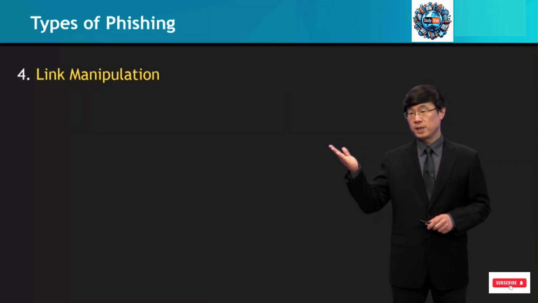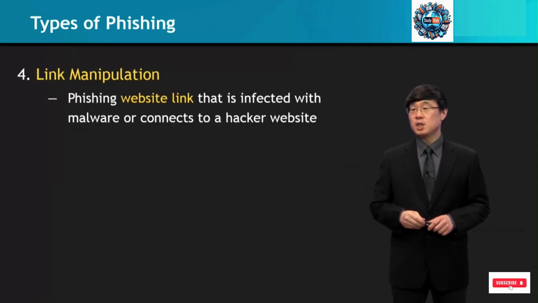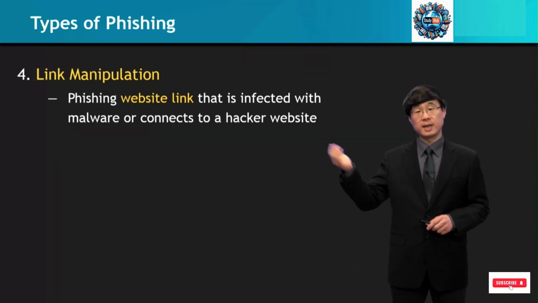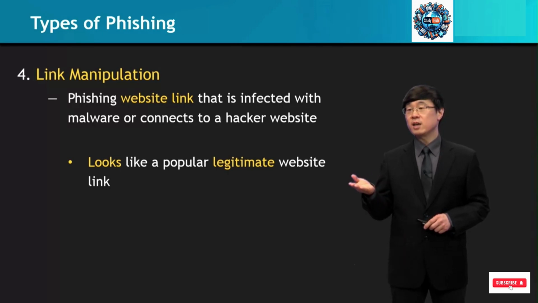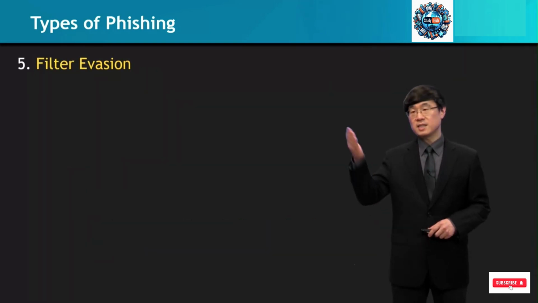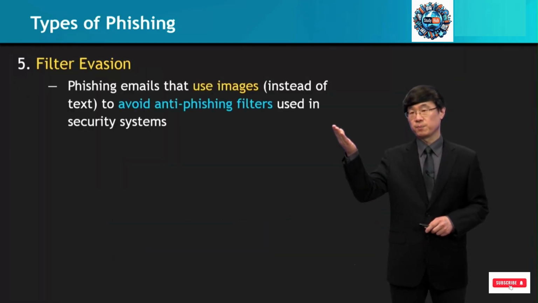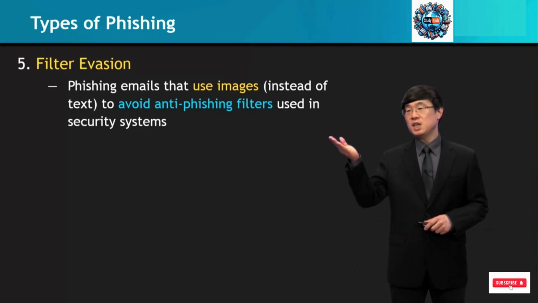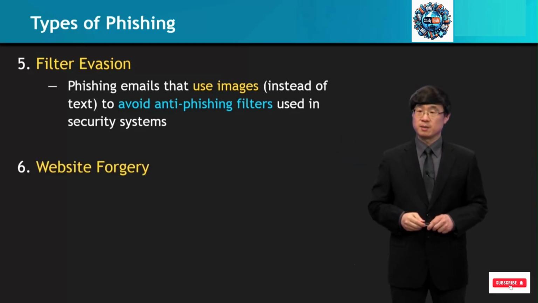Now, link manipulation. Here, a phishing website link is infected with malware or connects to a hacker website. It looks like a popular, legitimate website link. Now, the hacker's web address is disguised under text or a tab that is not shown. The next phishing type is filter evasion. In here, phishing emails use images instead of text to avoid anti-phishing filters used in security systems.